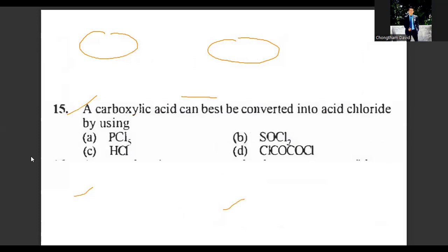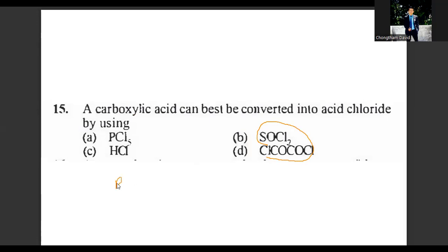Okay, question number 15. A carboxylic acid can be best converted into acid chloride by using which of the following reagents? You are given PCl5, thionyl chloride, HCl. Now, using SOCl2 in combination with this mixture forms a gaseous byproduct which can be easily removed, giving a better yield of your alkanoyl chloride. I will write the formula RCOCl.